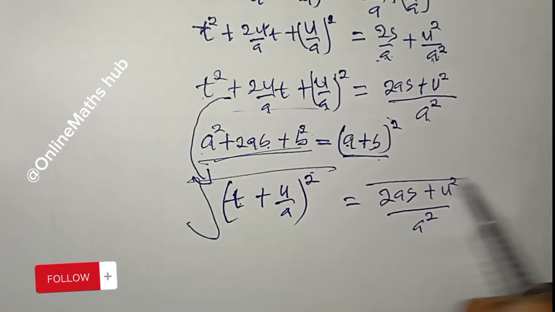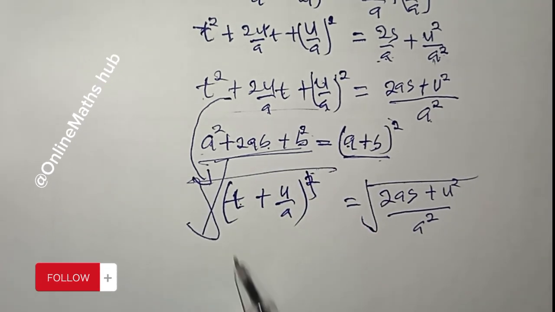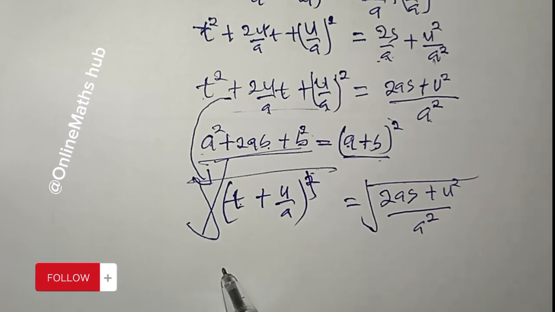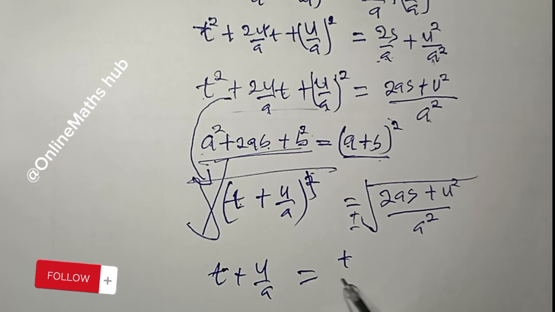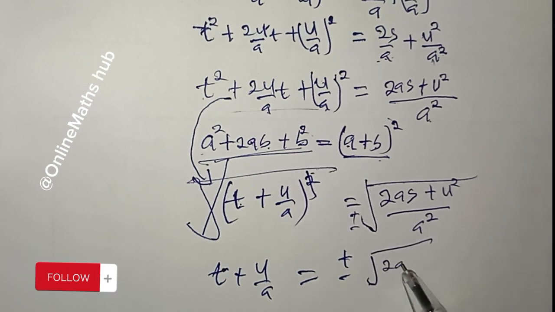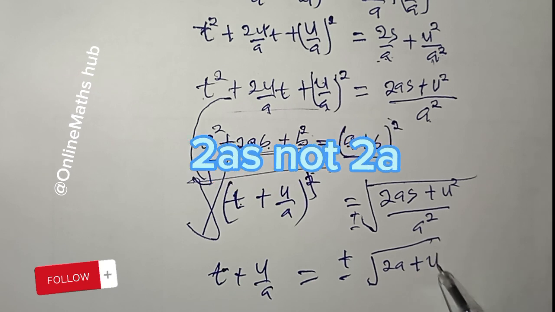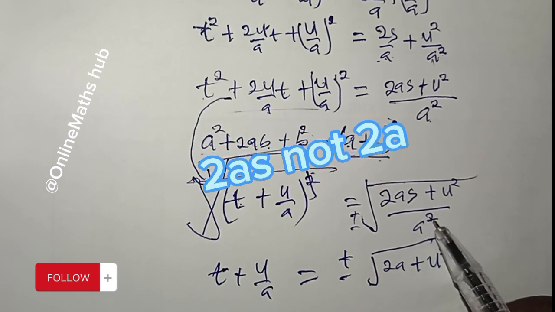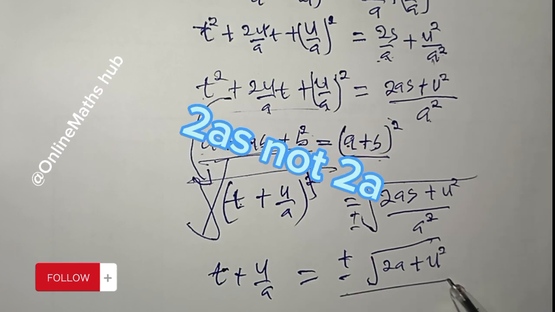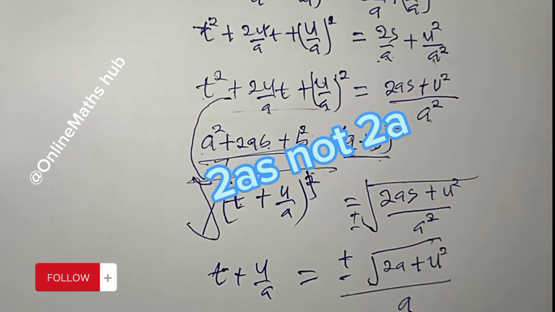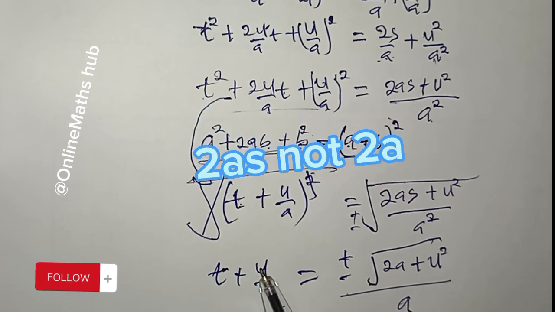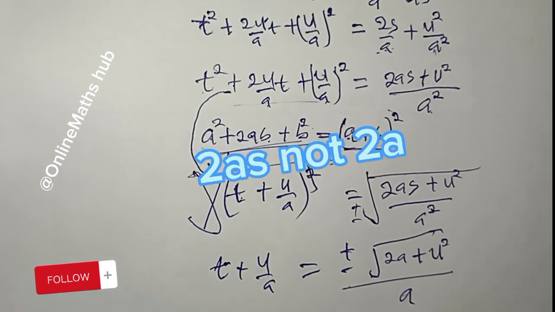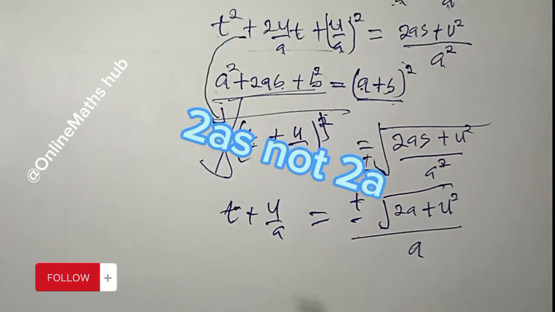Taking the square root of both sides, this is what I have, and this will cancel this, and the left hand side now changes to t plus u over a is equal to plus or minus the square root of 2as plus u squared. The square root of this a squared is actually going to give me a. So this is what I have right there. The next thing I want to do is move this u over a to the right hand side, and then my answer will pop up right away.